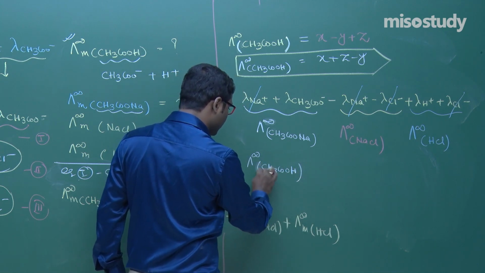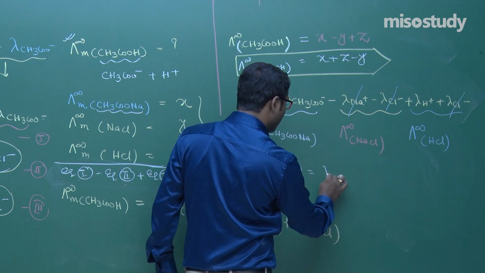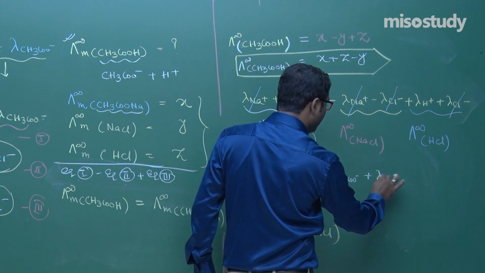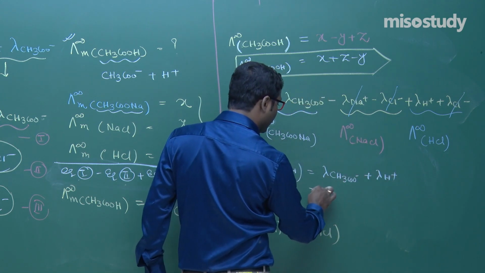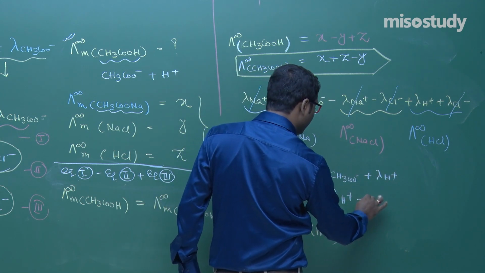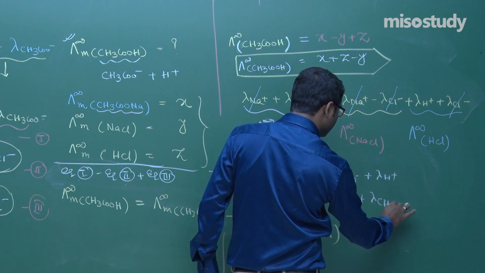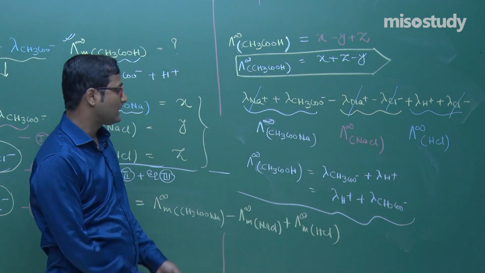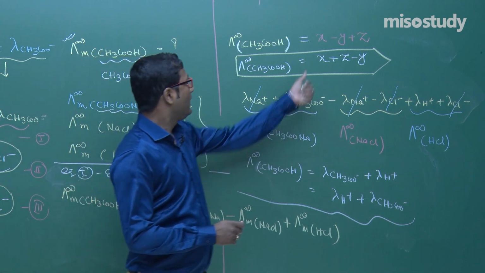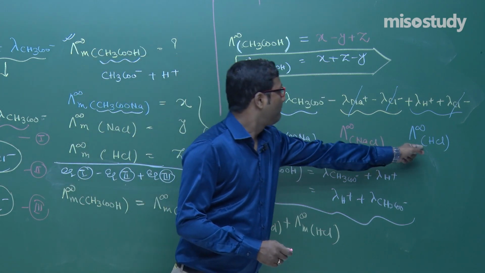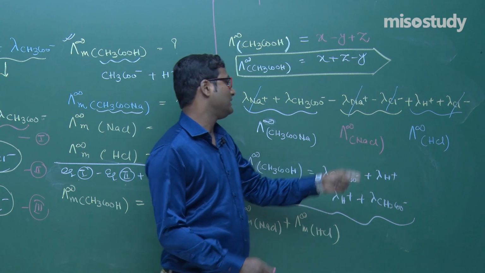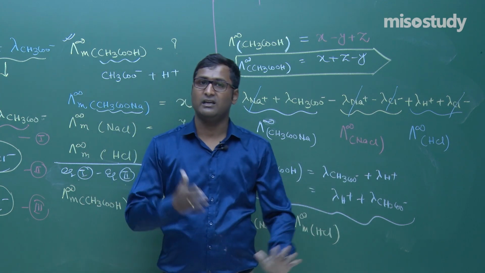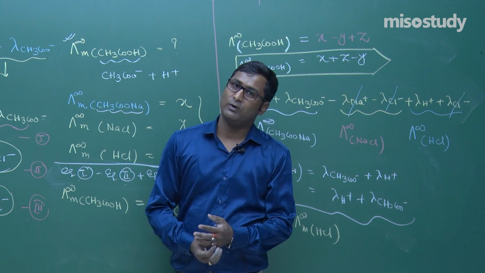What we get finally, that is molar conductivity of CH3COOH, is equal to lambda CH3COO minus plus lambda H plus, or it can be written like this, lambda H plus and lambda CH3COO minus. Complete verification, I have done the complete verification. So X plus Z minus Y, this is the case. So you can easily solve such kind of questions if you have a command over the theory.